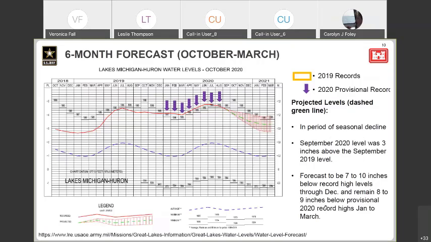All right, next slide. Is this forecast for Michigan Huron? Yep, and you've got about a minute or two left, John. Okay, all right. Well, then I'll kind of hit this, and then I can move on pretty quickly.